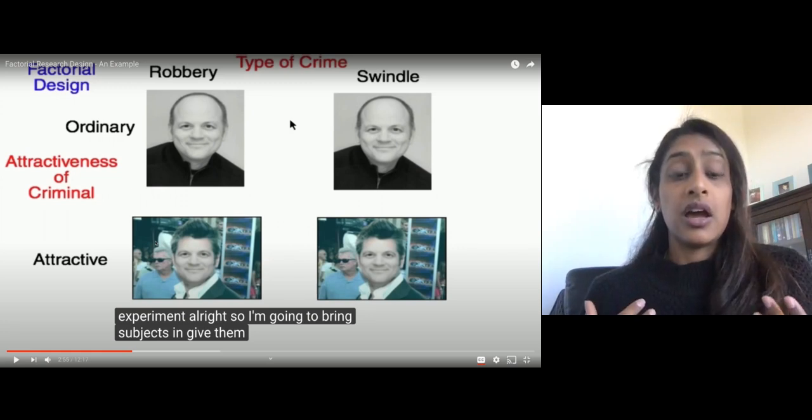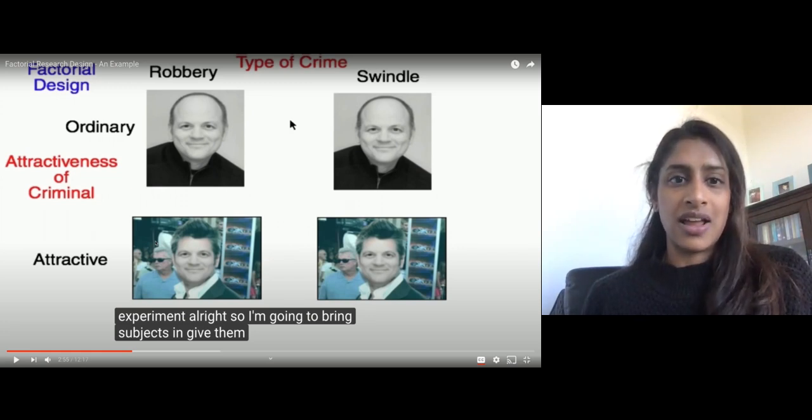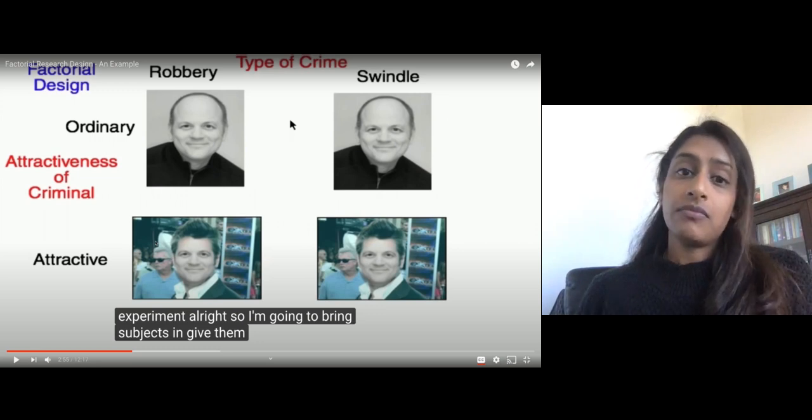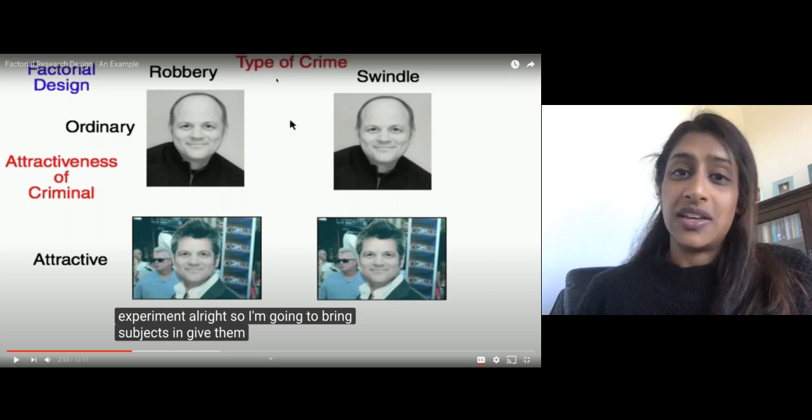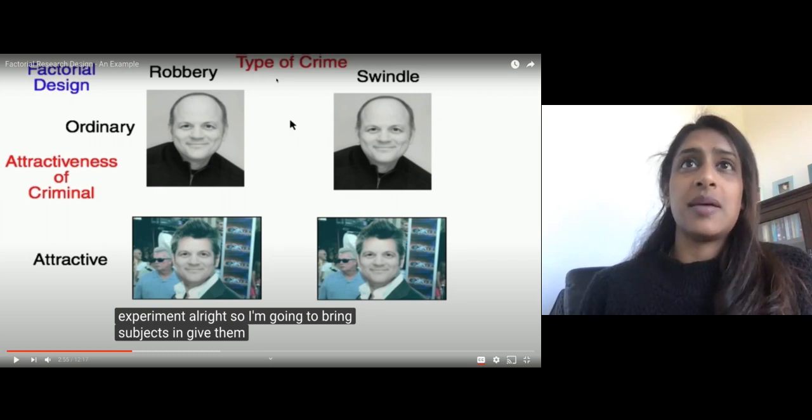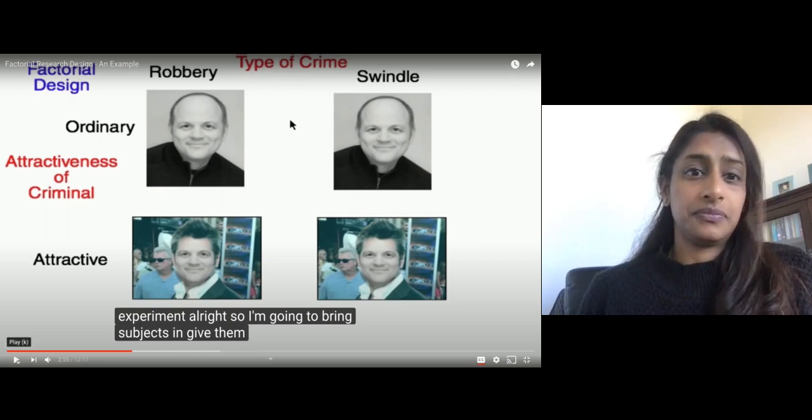So now I'm getting multiple pieces of information, right? I can look at the effects of the attractiveness of the criminal on the amount of time served in prison. I can look at the type of crime a person commits and the amount of time that they serve. And then I can look at the relationship of these 2 things together. Okay, so let's get back to that video then.